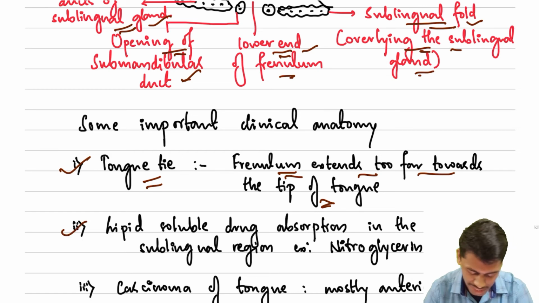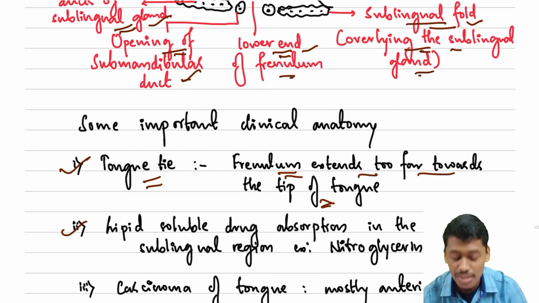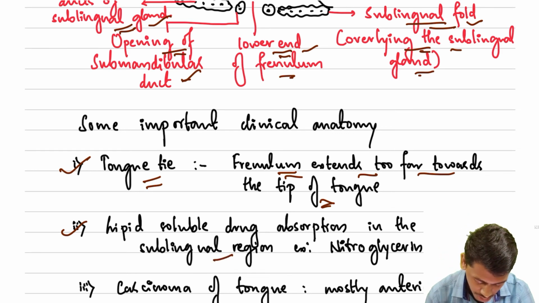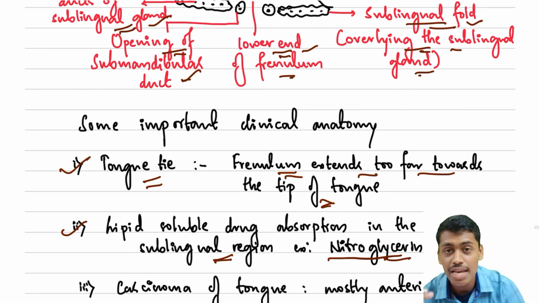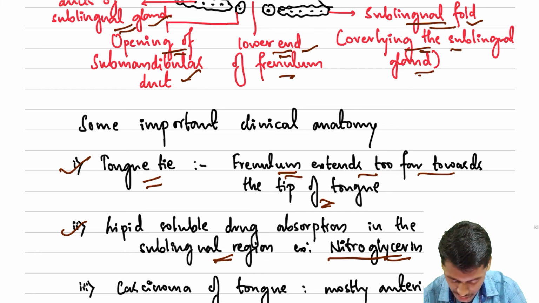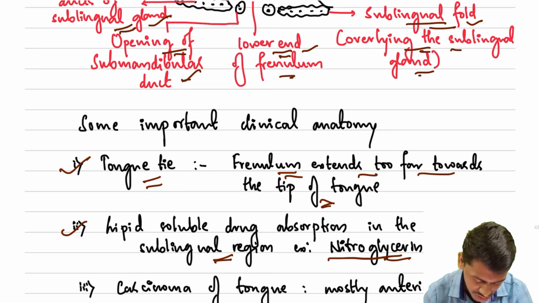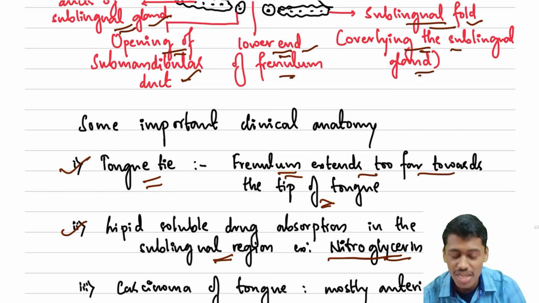The second important clinical anatomy is that some lipid soluble drugs are directly absorbed from the sublingual region. An example is nitroglycerin. This is taken during an angina attack: you just take the tablet, put it in your mouth, and within a minute it dissolves into the sublingual region to reach the systemic veins.